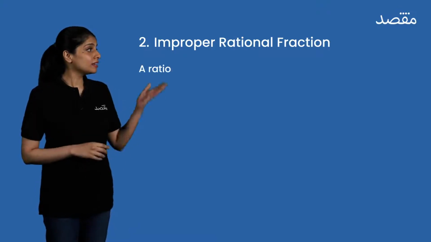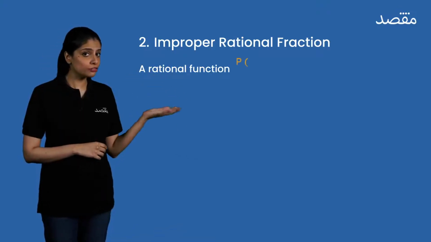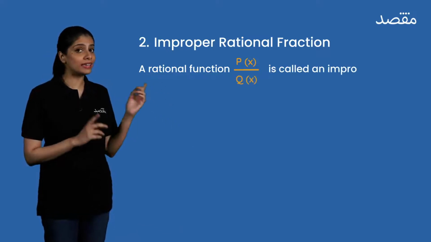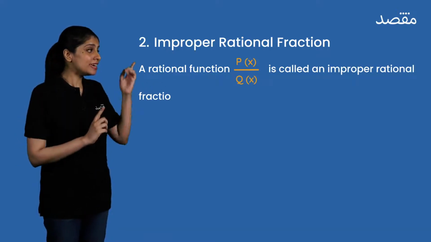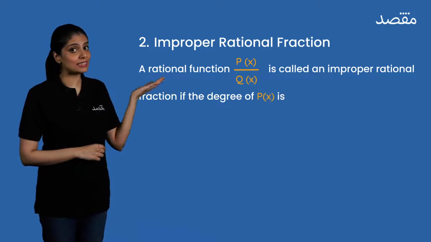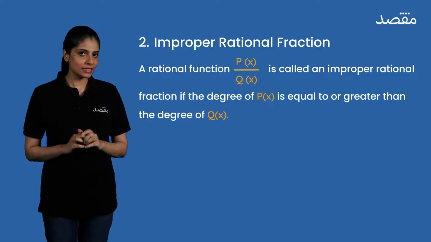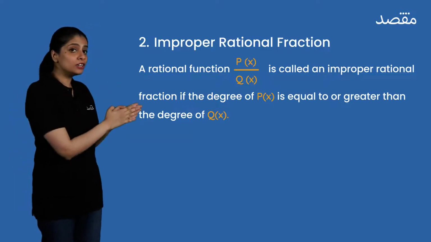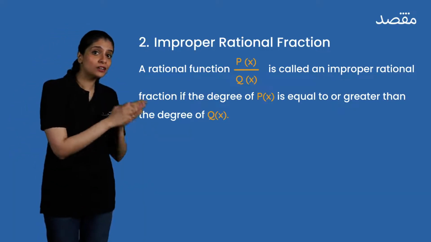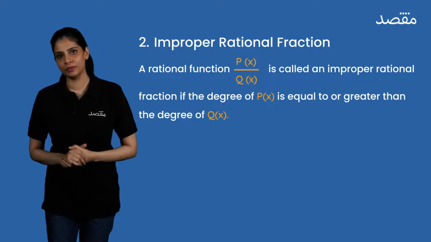ये क्या है? A rational function p of x over q of x is called an improper rational fraction if the degree of p of x is equal to or greater than the degree of q of x. यानी जब degree of numerator is greater than or equal to the degree of the denominator.